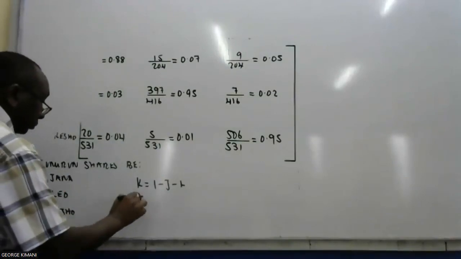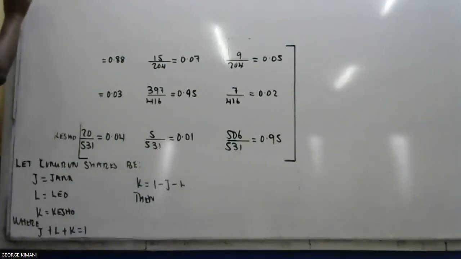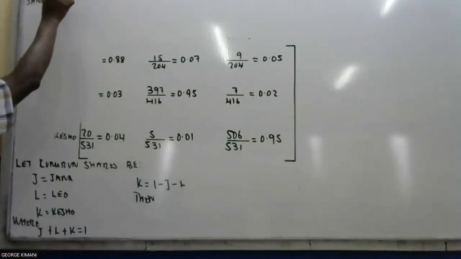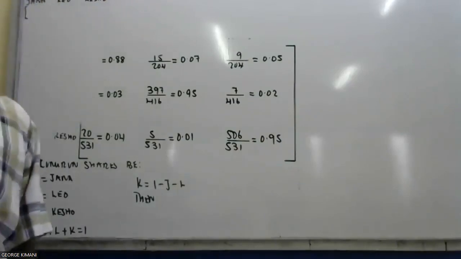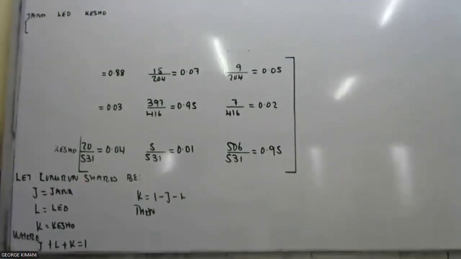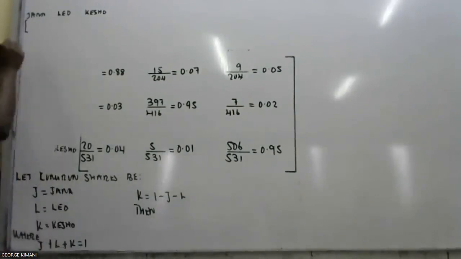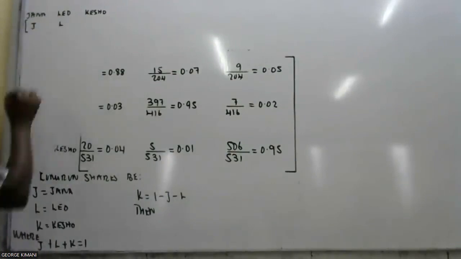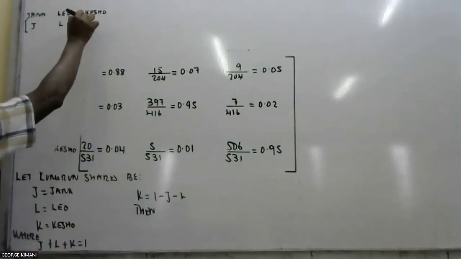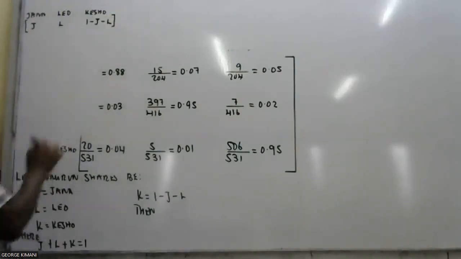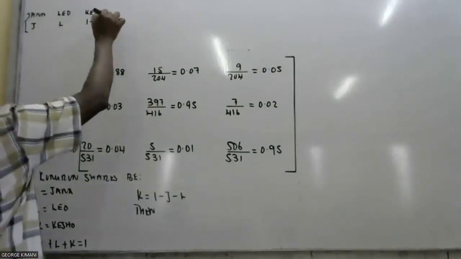Then if I have Jana here, I have Leo, and I have Kesho. So Jana is J, Leo is L, K is Kesho. But as you said, you don't bring the three of them because you end up with three equations. If you wish, well and good. But it is easier when you work with one less. So instead of bringing K, we shall bring 1 minus J minus L. That way. Multiply by the transition matrix.